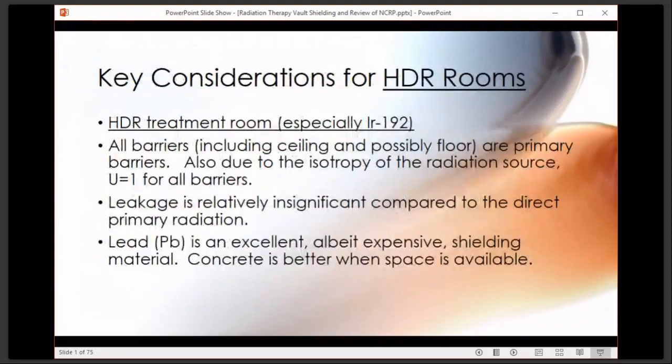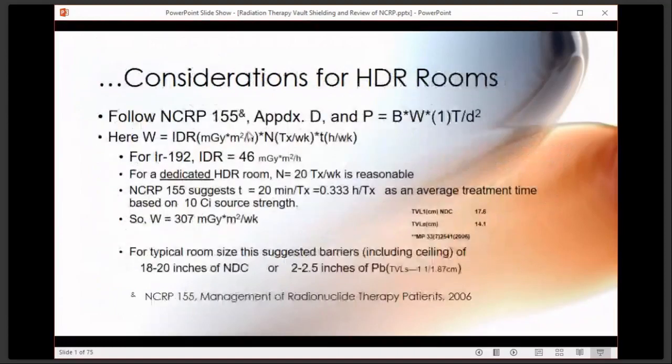All right, I see our time is up, but I'm going to just go real quick. HDR rooms, not part of 151, but NCRP 155 in the Appendix D has a real nice summary of how to calculate the workloads and the barrier thicknesses for an HDR room. It's very, very clean, straightforward, and I recommend you go there. If you're an AAPM member, you can get this report for free, and it's very nicely done.